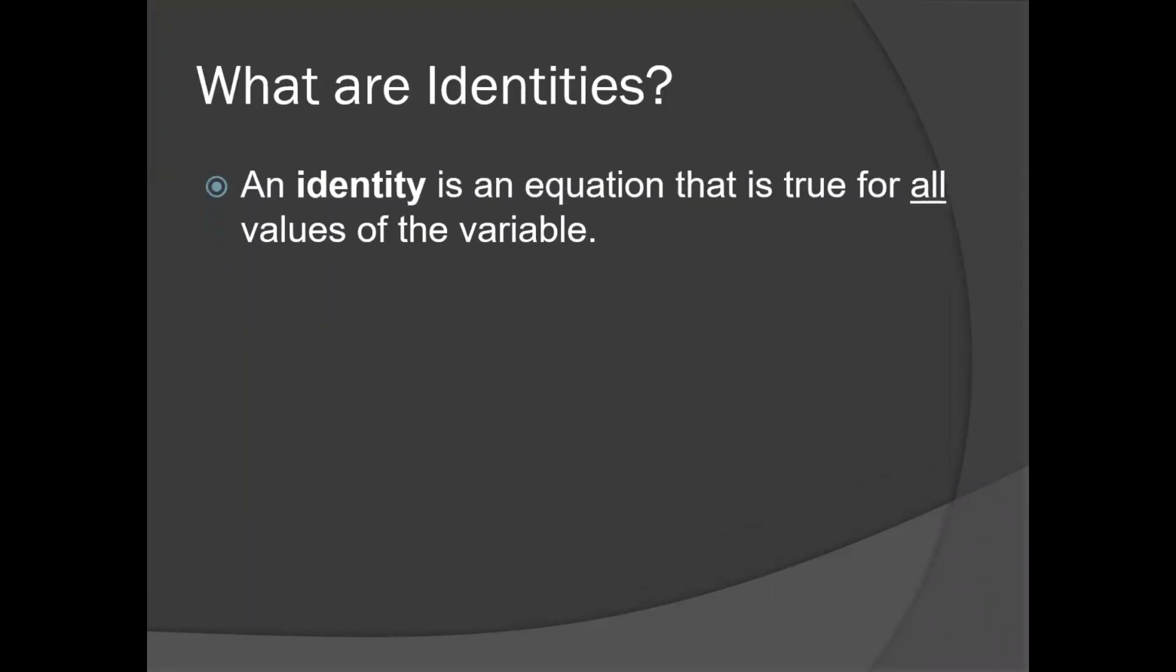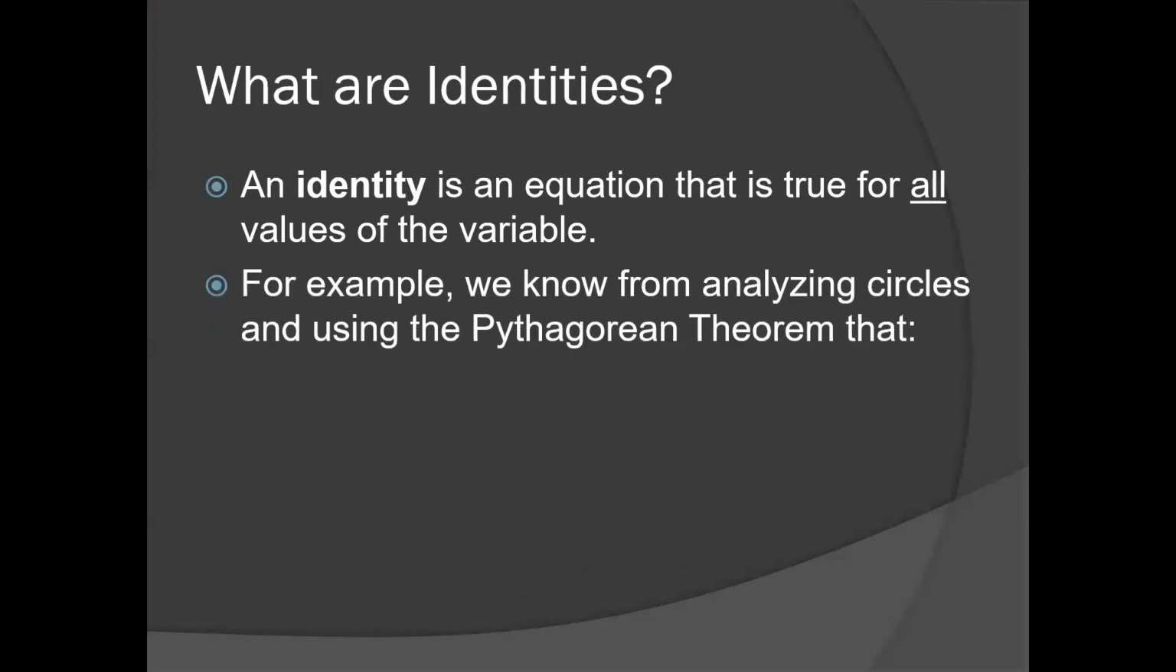What's an identity? So an identity is an equation, and be careful with this. It's not just an equation that is true for all values of a variable. So really important that you understand this. An identity is an equation, but that doesn't mean that all equations are identities, right? It doesn't go the other way around. So an identity is an equation where it's true for all values of a variable.